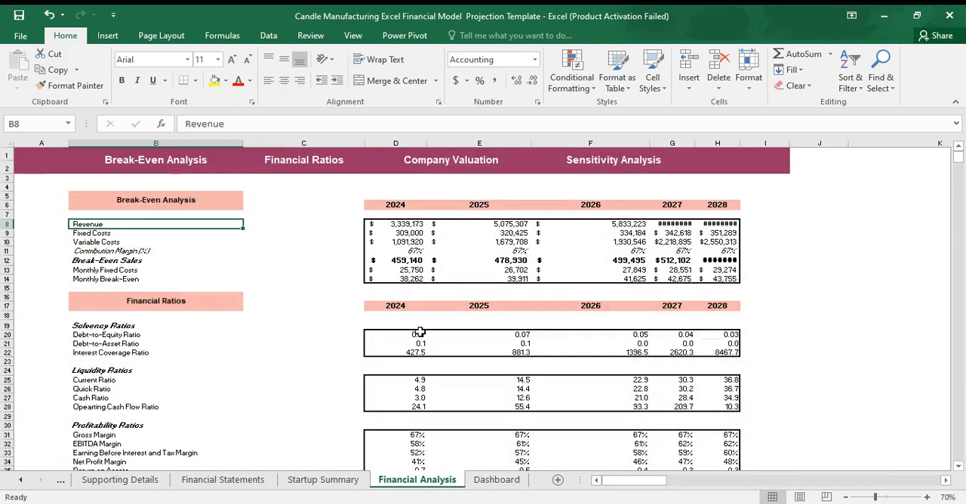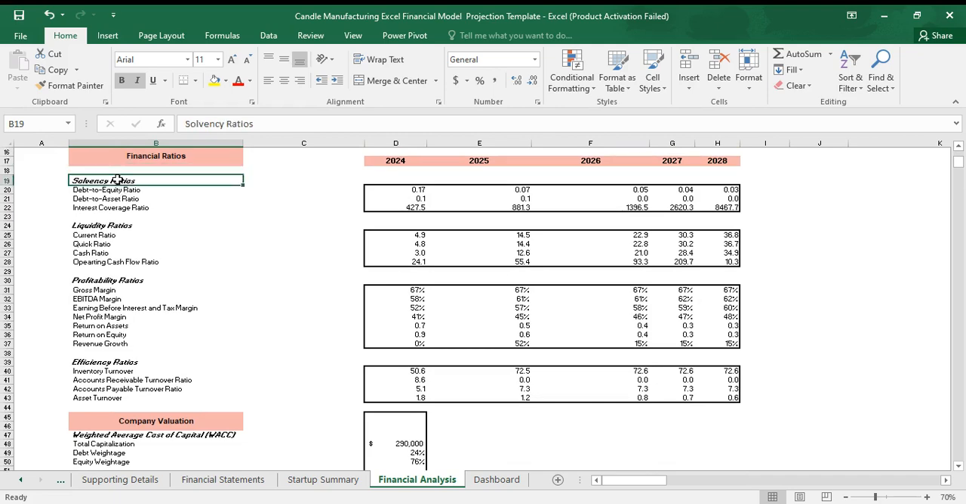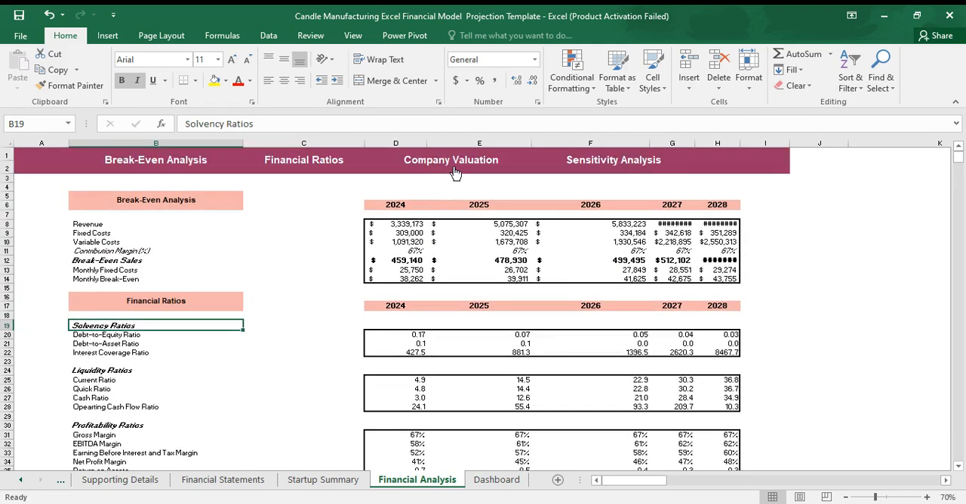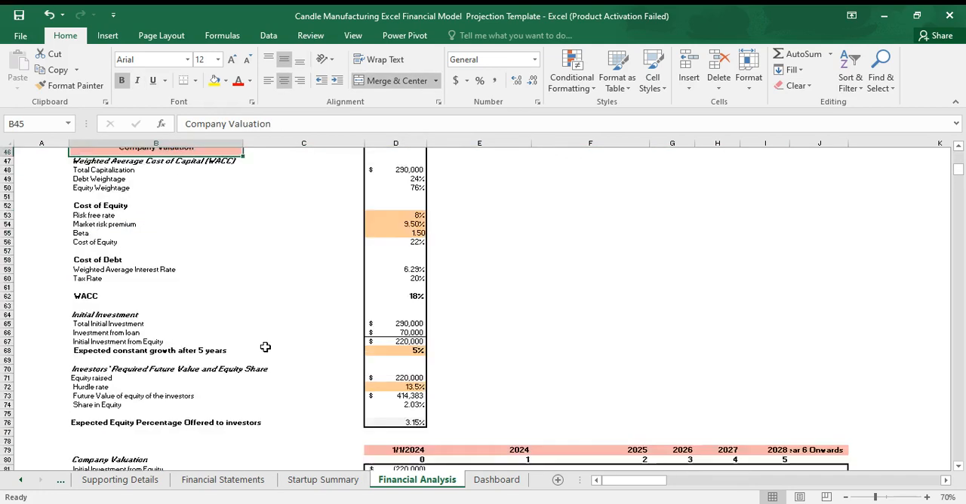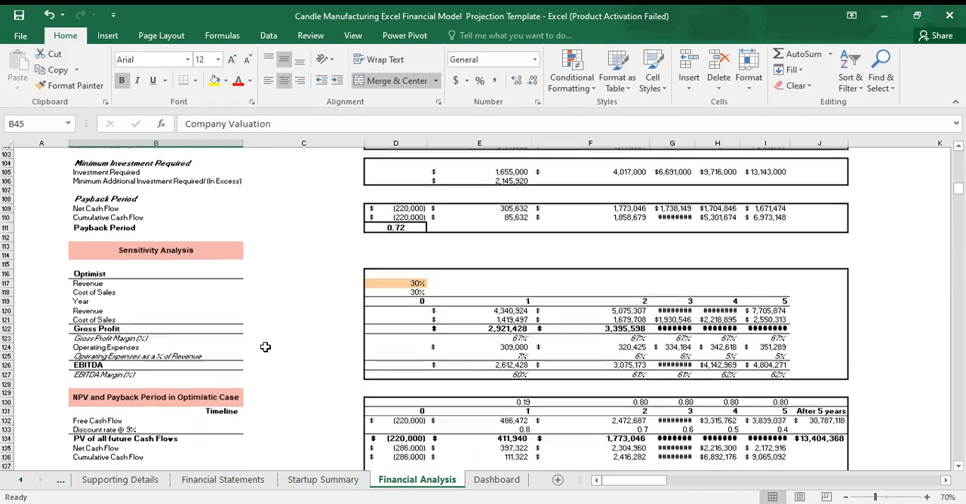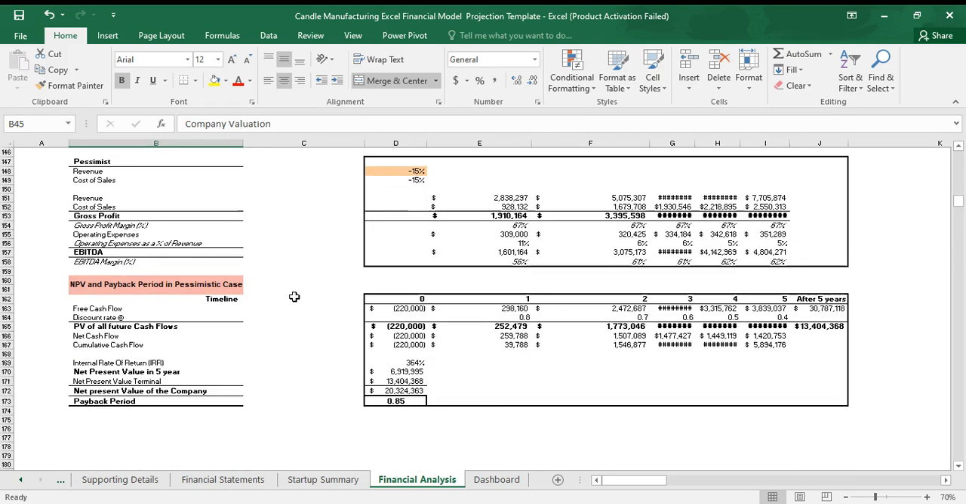Next is the financial analysis. Here we have included 4 major financial analysis tools. First is the break-even analysis, which calculates the break-even sales point. Then we have financial ratios. These include the major financial ratios of the business, including solvency, profitability, and efficiency ratios. And then we have company valuation, which calculates the NPV, IRR, and payback period of the company. And then at the very end, we have sensitivity analysis, and we have included both the pessimistic and optimistic cases for this analysis.